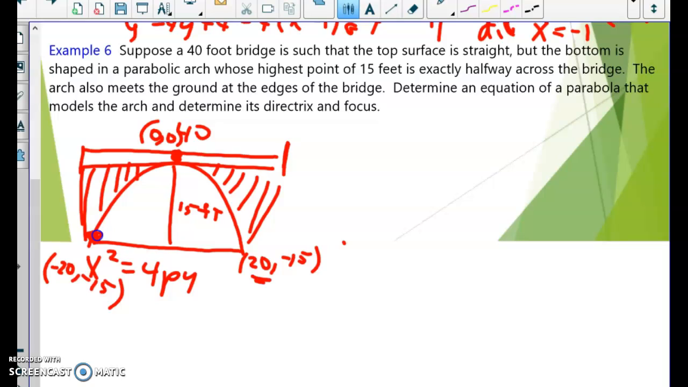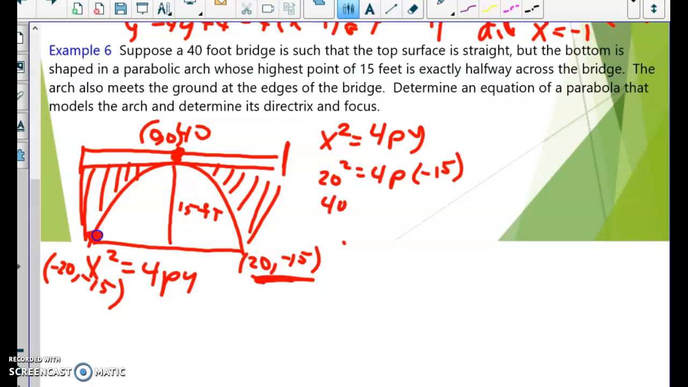So because I know that I have (0, 0) at my vertex, I can use the equation x squared equals 4py. And then I can use any one of the points on there. So I'm going to use this point over here just to make my life easy. I'm going to say 20 squared equals 4p times -15. And so I get 400 equals -60p. Divide by -60. I get p equal to -20/3, which tells me something good.